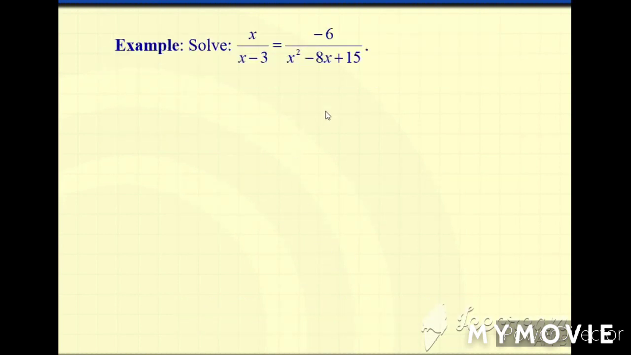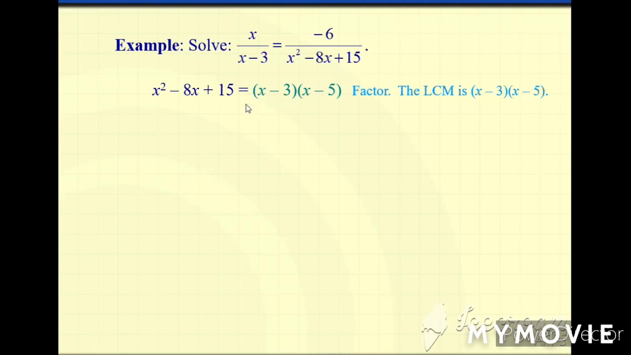Another example, solve x over x minus 3 equals negative 6 over x squared minus 8x plus 15. So we are going to factor x squared minus 8x plus 15. We have x squared minus 8x plus 15 equals the quantity x minus 3 times the quantity x minus 5. So the LCM is x minus 3 times x minus 5. So we have the original equation. You copy x over x minus 3 equals negative 6 over x squared minus 8x plus 15.